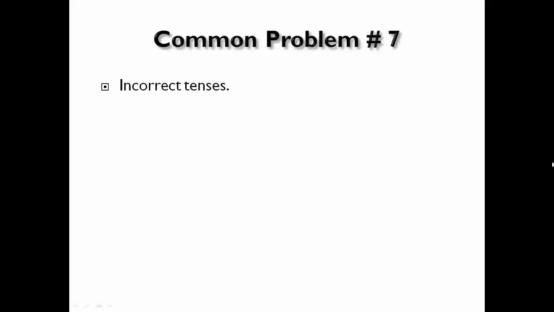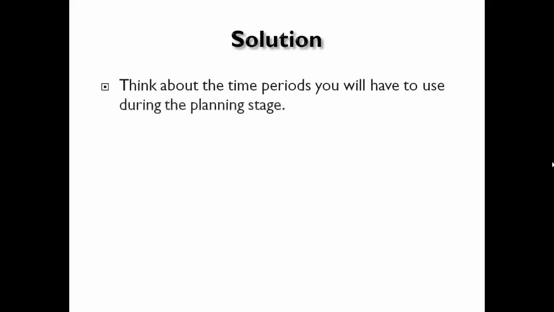Common problem number 7 is incorrect tenses. Now, some of the questions are designed to test your ability to use different tenses. So they will ask you to talk about the past, they will ask you to talk about the present, and they might actually ask you to talk about the future as well. So they're testing your ability to use the correct tenses. So the solution to this is to think about the time periods you will have to use during the planning stage. So look at the bullet points and think, what time period am I talking about here? Am I talking about the past, present, or the future? And you can just mark down past, present, or future beside those bullet points and think about it during the planning stage, and that will ensure that you use the correct tenses when you're writing.